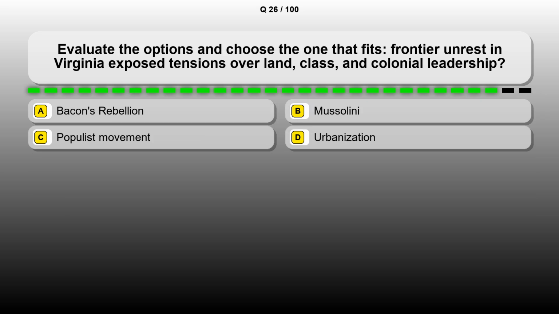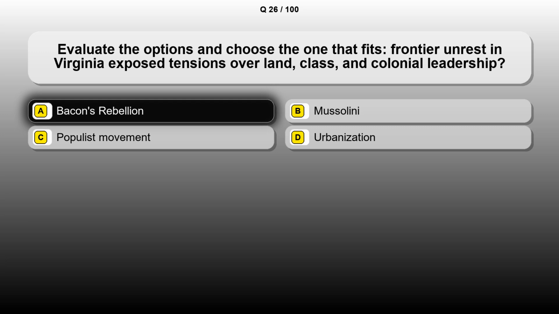Question 26. Evaluate the options and choose the one that fits. Frontier unrest in Virginia exposed tensions over land, class, and colonial leadership. Option A, Bacon's Rebellion. Option B, Mussolini. Option C, Populist Movement. Option D, Urbanization.